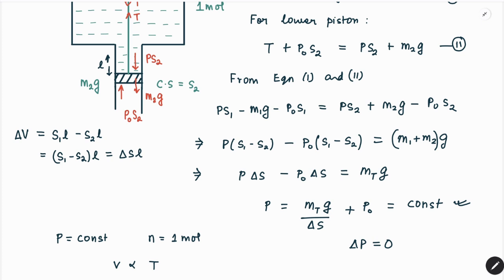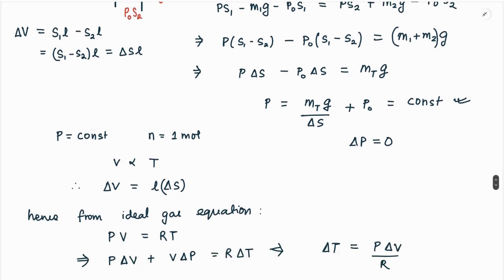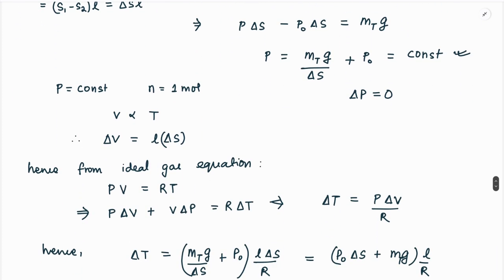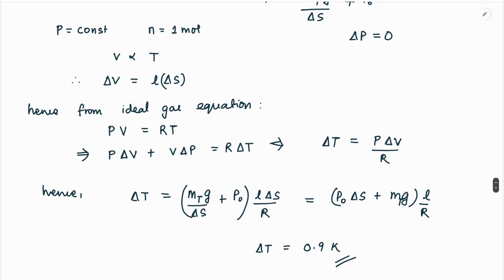For an isobaric process we can write that V is proportional to T, or change in temperature, and then we use the ideal gas equation for 1 mole of the gas to calculate the change in temperature and land at this interesting conclusion, or answer, which is equal to 0.9 Kelvin. So this was problem number 2.10 in the I.E. Irodov solving series.